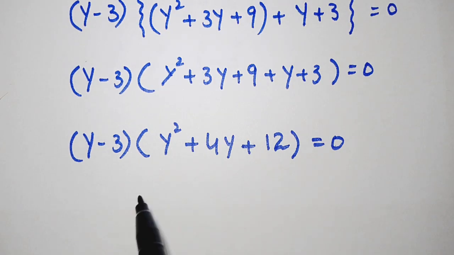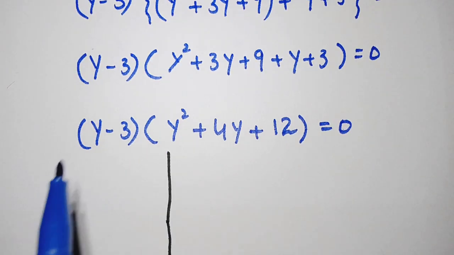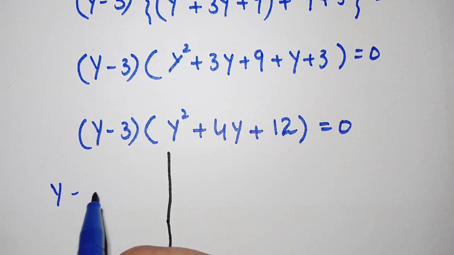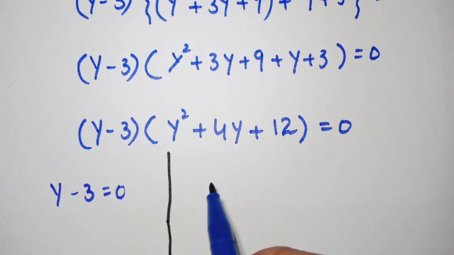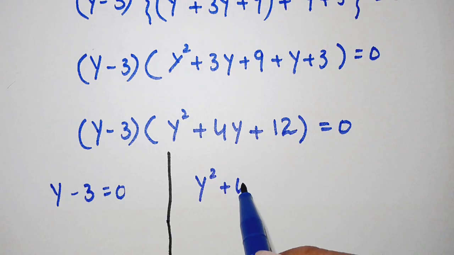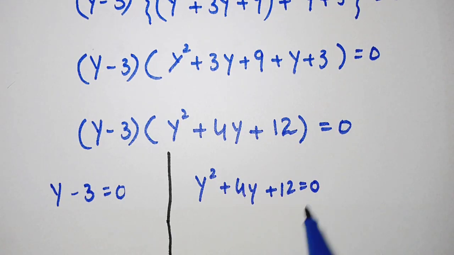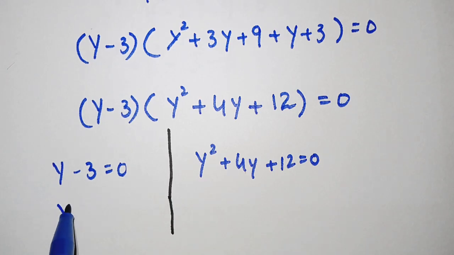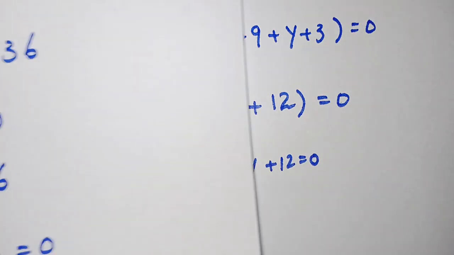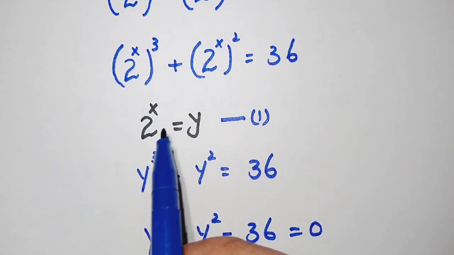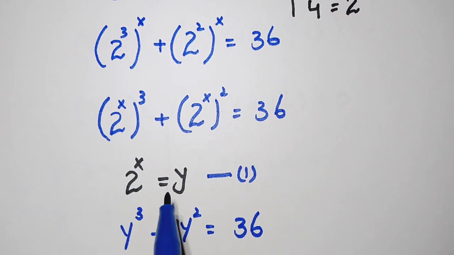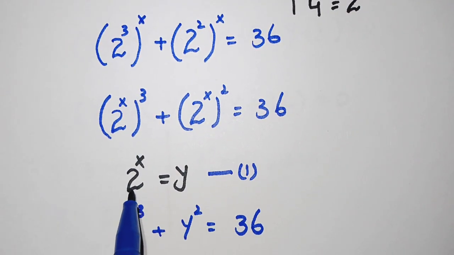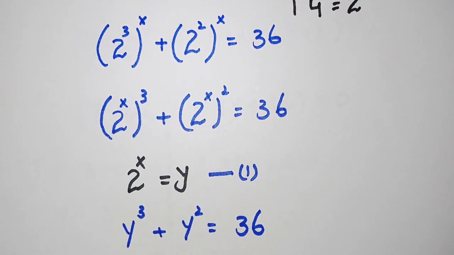Now here we obtain two cases. The first case is y minus 3 is equal to 0, and the second is y square plus 4y plus 12 is equal to 0. Here we have to move this 3 to the right side, so this will become y is equal to plus 3. So here the value of y is equal to 3. Now remember, we know that y is equal to 2 to the power of x, so we have to consider this y is equal to 2 to the power of x.